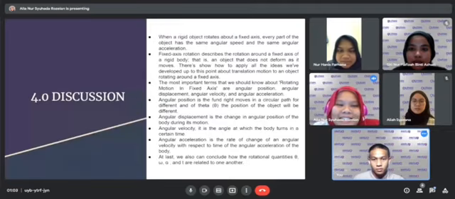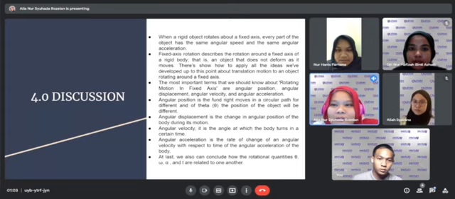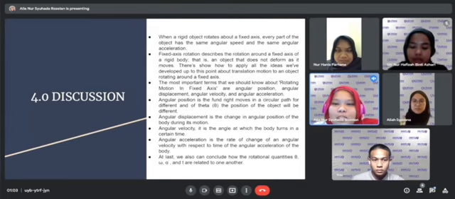After that is the discussion. When a rigid object rotates about a fixed axis, every part of the object has the same angular speed and the same angular acceleration. Fixed axis rotation describes the rotation around a fixed axis of a rigid body. It is an object that does not deform as it moves. This shows how to apply all the ideas we have developed up to this point about translation motion to an object rotating around a fixed axis.